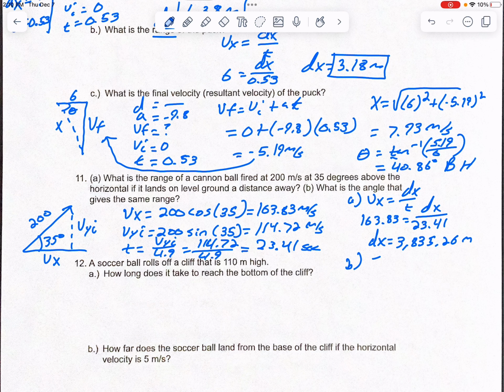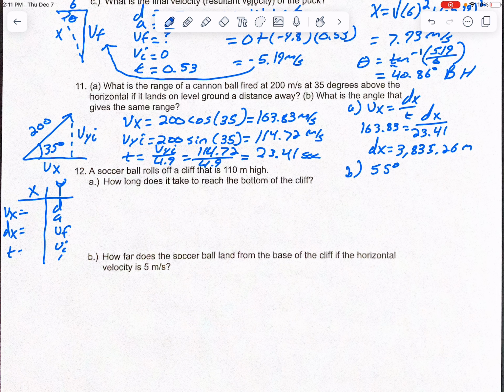Number 12, a soccer ball rolls off a cliff that's 110 meters high. This is a type 1 problem again. So what I'm going to do is set up my T-chart. So X, Y, so we're going to do Vx, dx, and T, and we're going to do our Daffy T on the right side.